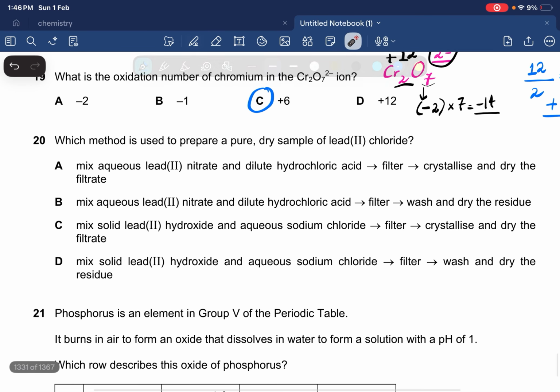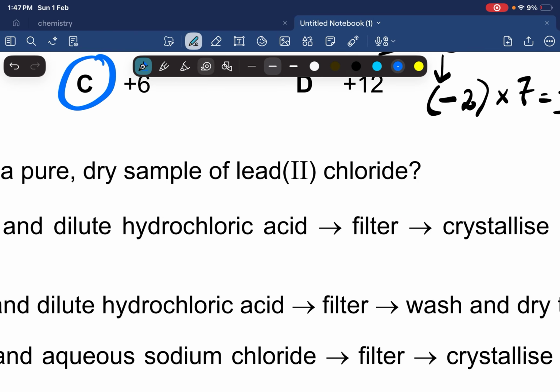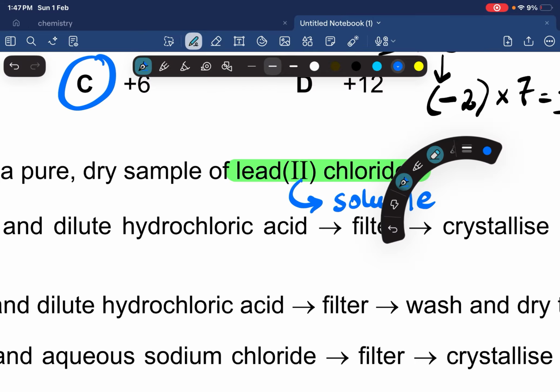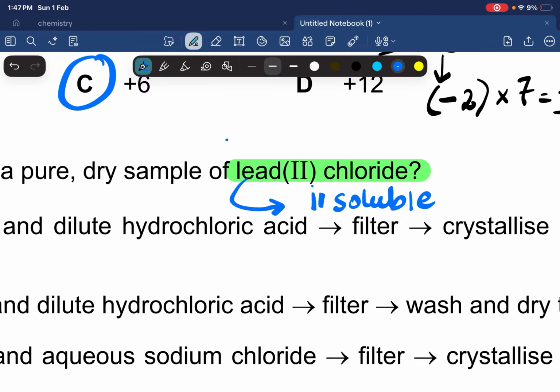Which method is used to prepare a pure dry sample of lead chloride? First things first, you gotta figure out, is lead chloride soluble or insoluble? According to my rules of solubility, lead chloride is a soluble salt because all chlorides are soluble except silver and lead. Yeah, lead and silver. Where are my solubility rules? So it's insoluble then. Good, I figured it out. So this gotta be insoluble, right?